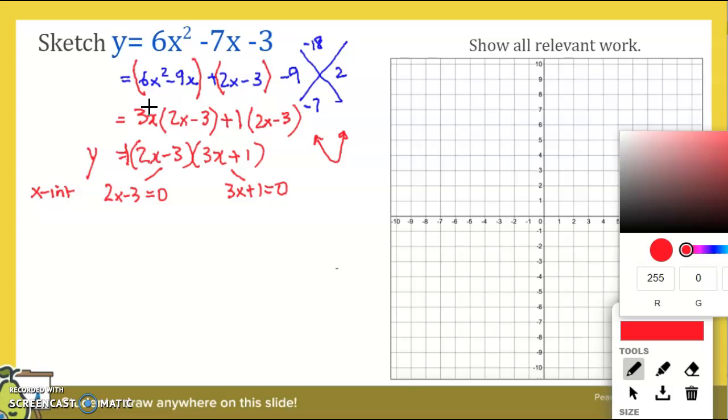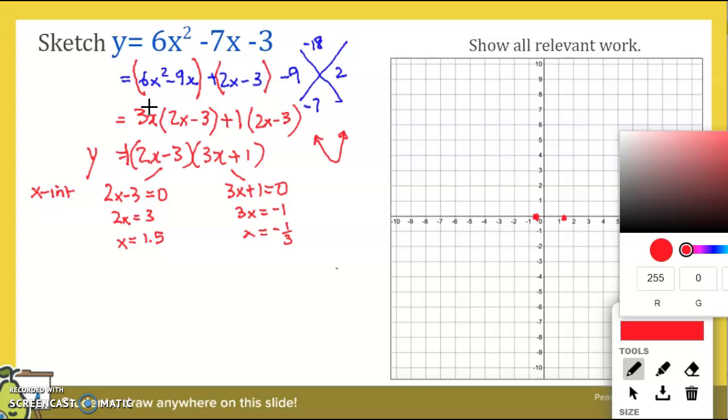Then I add 3 to both sides and I get 2x is equal to 3. So divide both sides by 2 and I get x is equal to 1.5. Here I subtract 1 from both sides. I get 3x is equal to negative 1. And then divide both sides by 3. So I get x is equal to negative a third. Okay, so then 1.5 is going to be right here. Negative a third is going to be right here.